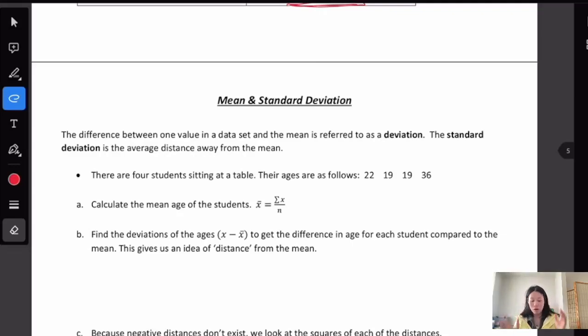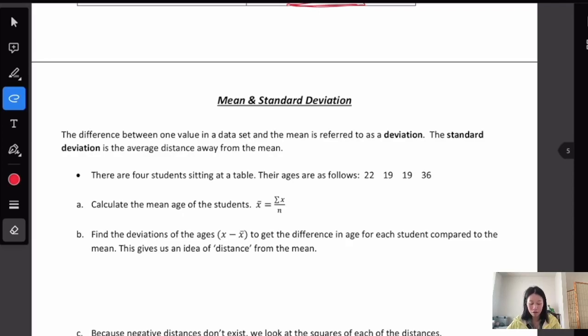Okay, so the difference between one value in a data set and the mean is referred to as deviation, and the standard deviation is the average distance from the mean. Okay, so there are 4 students sitting at the table. Their ages are as follows: 22, 19, 19, 36. Now, the first step is, how do we calculate the mean?